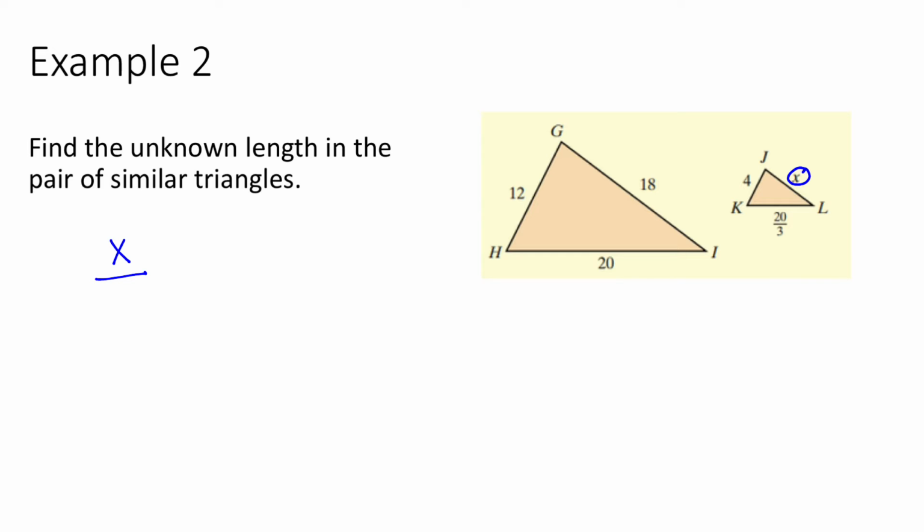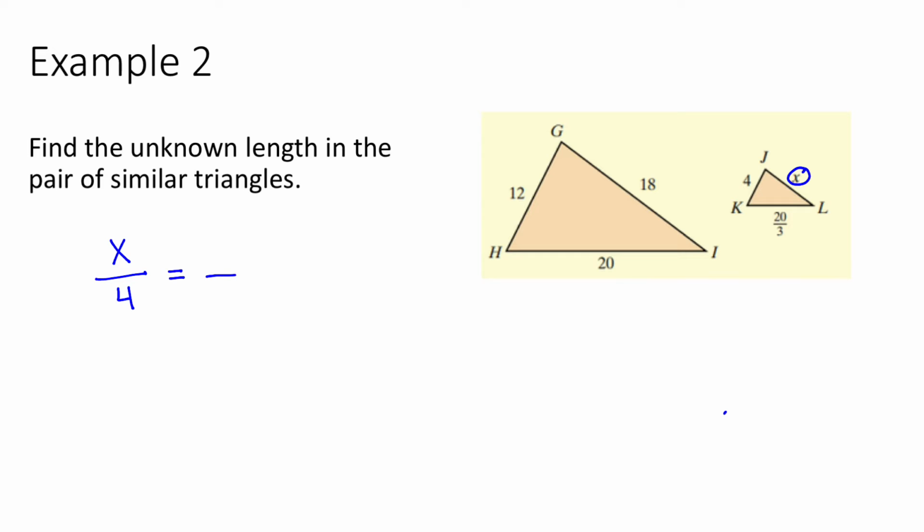Now, I'm going to choose one of the sides from this same triangle. My choices are 4 and 20 over 3. And I'm going to go with 4, because why would I choose a fraction if I didn't have to? So that's my first fraction. And now I need to make another fraction with 2 sides from the same triangle as each other.